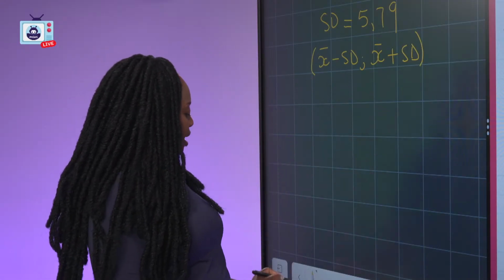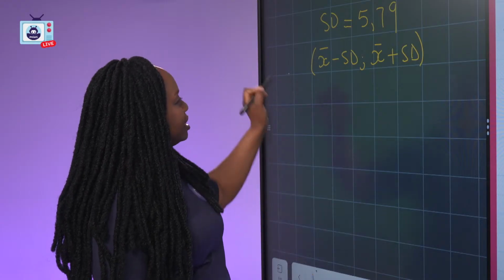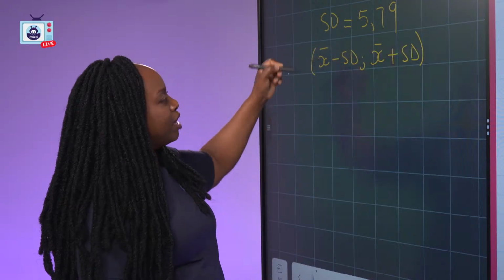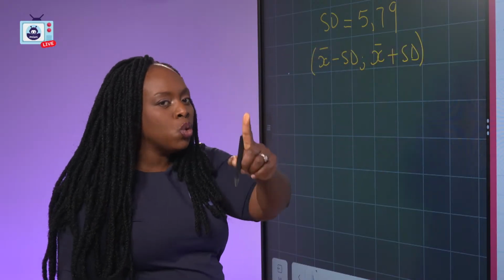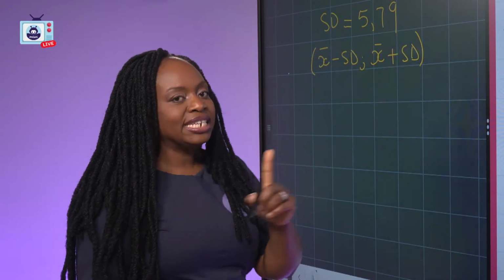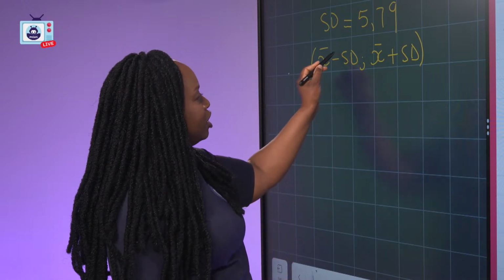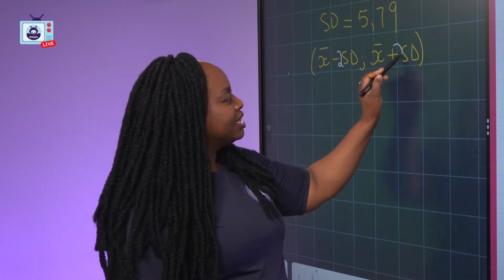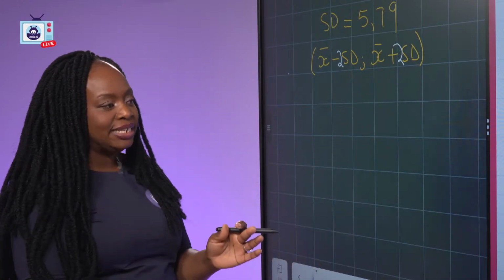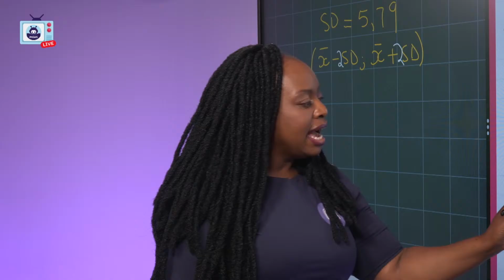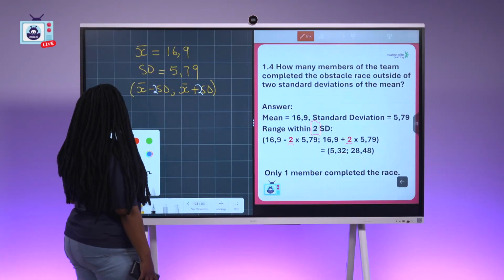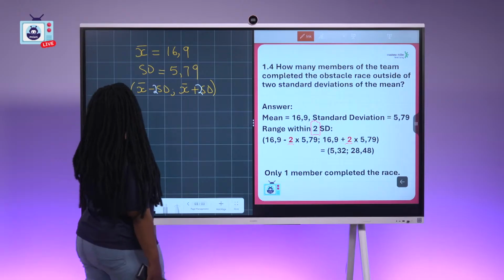So let's calculate. When you are calculating here, you just have to remember that this is the formula we have, but the fact that they said there's 2 standard deviations, or outside 2 standard deviations, forces us to write 2 before the standard deviation. Hence, you see here, I highlighted the 2 so that you can see it, right? Okay, so let's go and check.